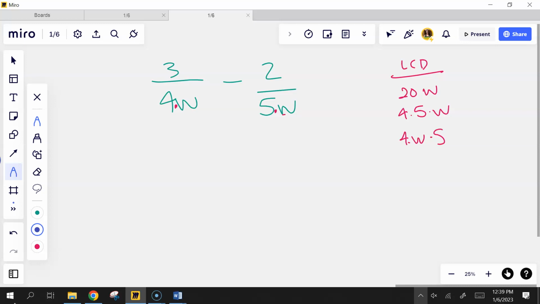Okay. I'm going to give this one a 5. Thank you, Stella. Appreciate that. And this one a 4. And so I have 15 over 20W minus 8 over 20W.